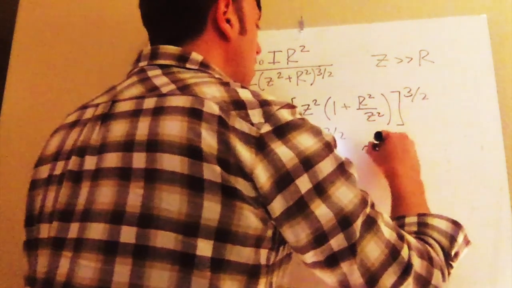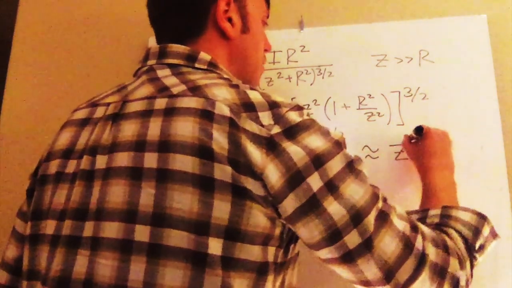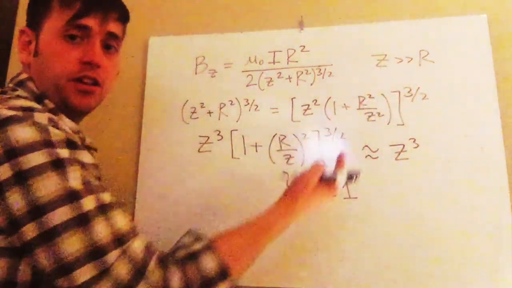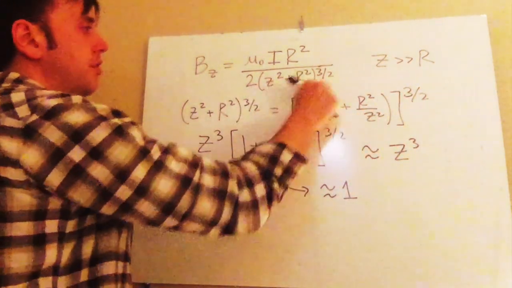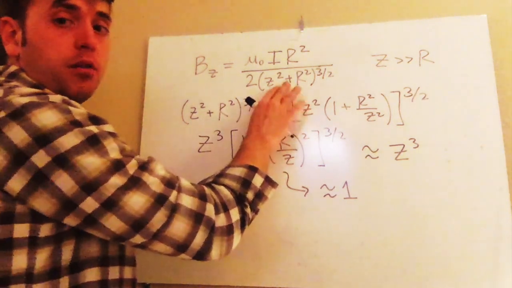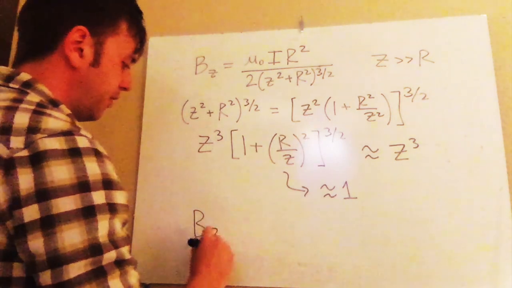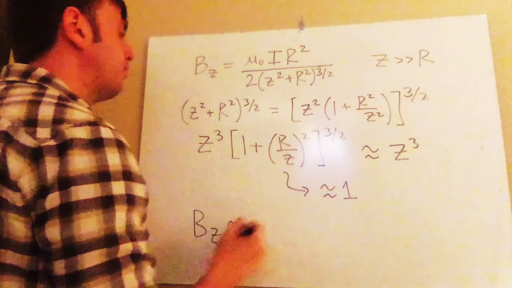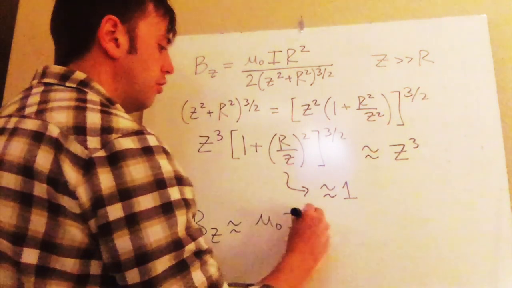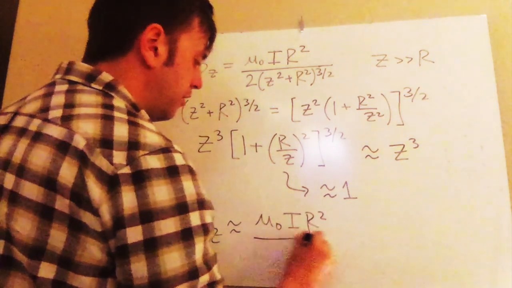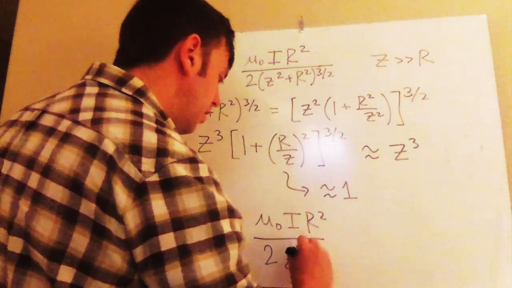So approximately, what we're dealing with is just z to the third power. Again, as long as z is really big compared to R, this basically boils down to z to the third power right here, which means Bz is approximately equal to mu naught times I times R squared divided by 2 times, this is becoming z cubed.